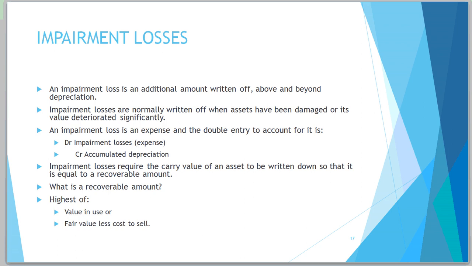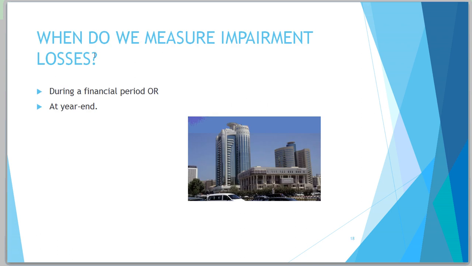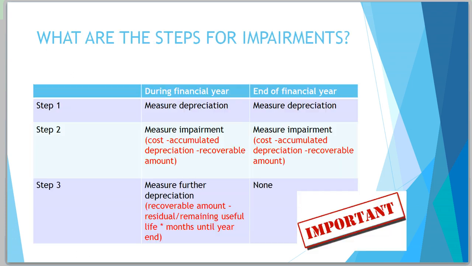So I think impairment losses are a little bit difficult, so we will do an example on these slides. The next question is, when do we measure impairment losses? Impairment losses can be measured during the financial year or at the end of the financial year. So I've set out certain steps that you need to perform when you are measuring your impairments. You need to first determine, is this an impairment during the financial year or at the end of the financial year? If it is during the financial year, you have 3 steps that you need to follow.